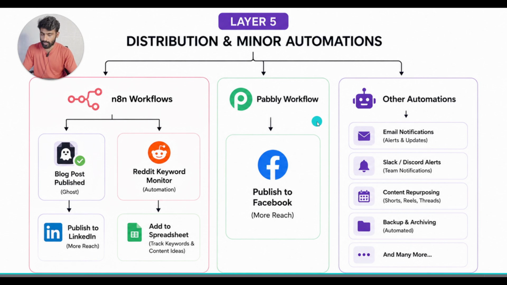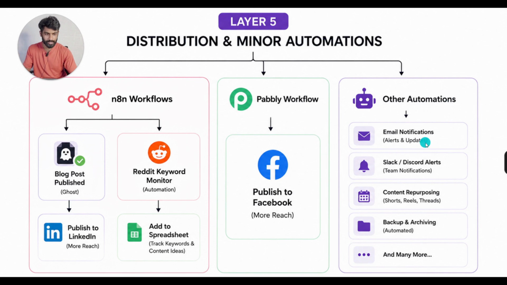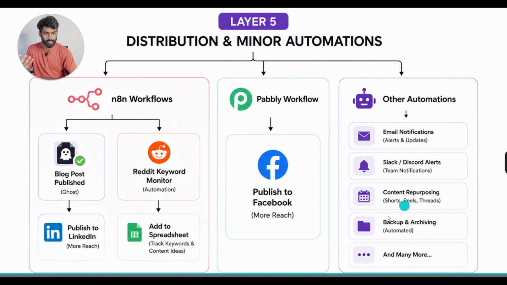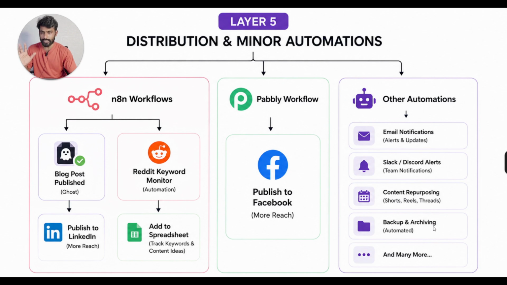Then we have one workflow, that is Pebble, so that once a blog post is published on Ghost, it also gets published to Facebook for more reach. Then I have other automations like email notification, Slack and Discord alerts, and content repurposing, basically repurposing the content for LinkedIn and other sources. I have written shorts here, but it's not actually shorts. And also backup and archiving, which is automated. I have a backup system that I built, which is also automated inside my hosting VPS, and also using my cloud server that I have.